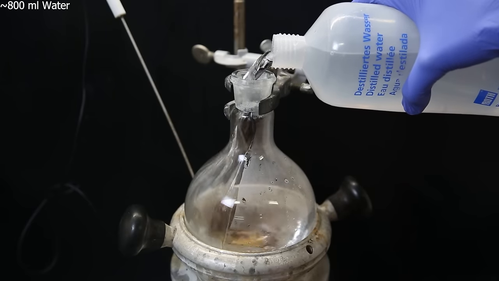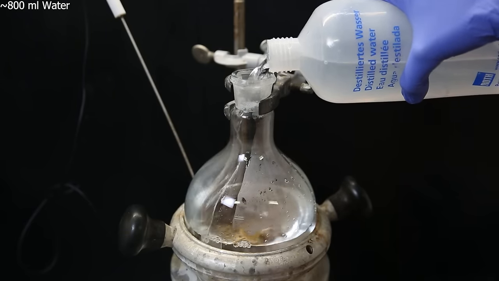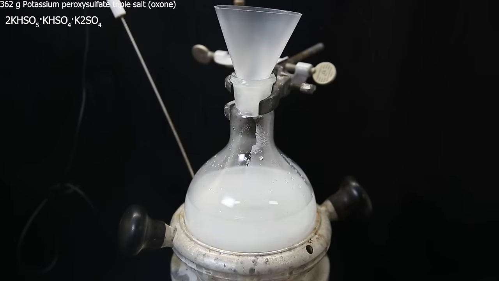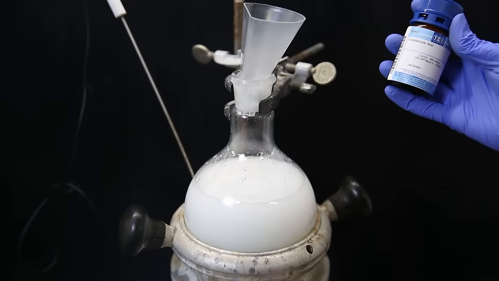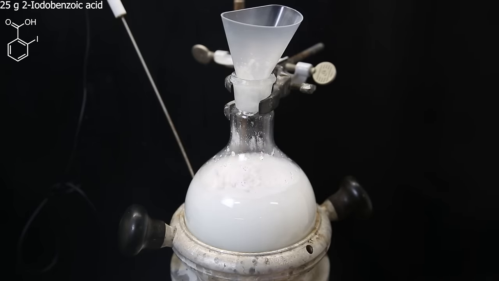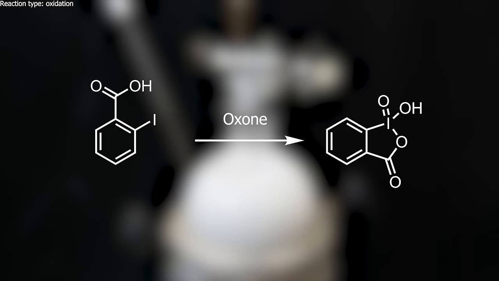Before I start the next step in this synthesis, I quickly make the reagent that is needed for it, which should always be prepared in the lab, and that is the oxidizer IBX. So I fill a large flask with about 800 ml of water, and add in 362 grams of oxone. Then I add in 25 grams of 2-iodobenzoic acid, which is the whole bottle. When it has all been added, I heat it to 70°C and leave it to stir strongly for 4 hours. In the reaction, 2-iodobenzoic acid reacts with oxone, a strong oxidizer, to form the oxidizer 2-iodoxybenzoic acid, or IBX for short.